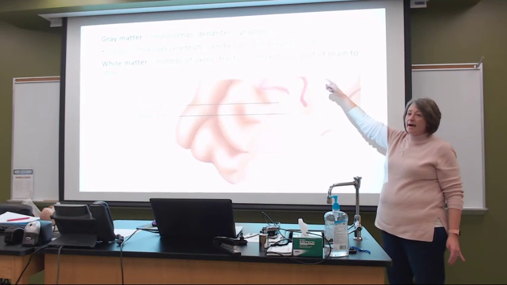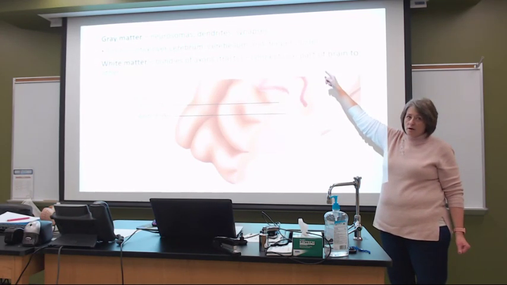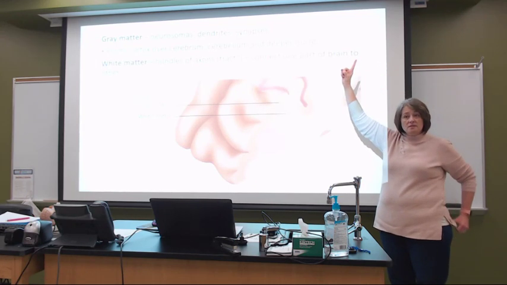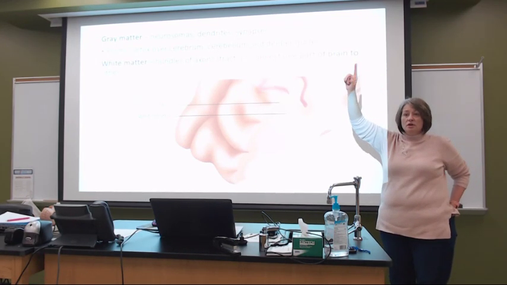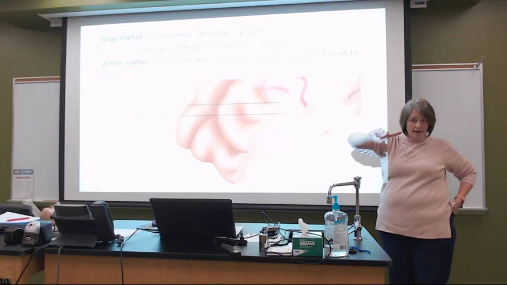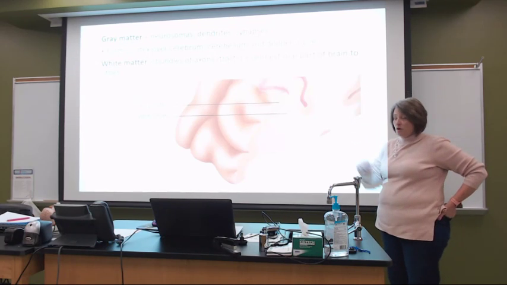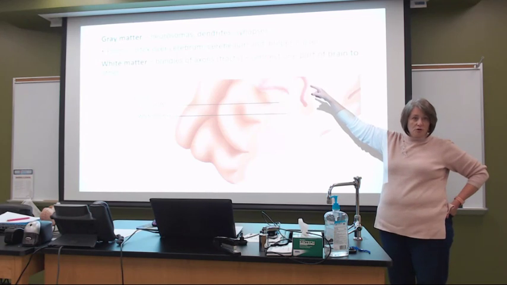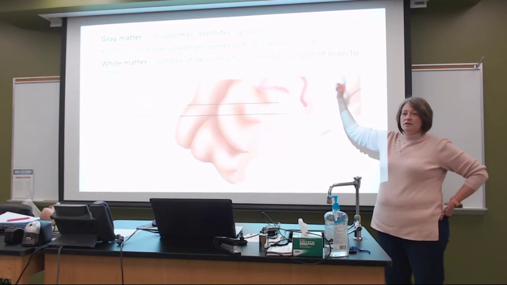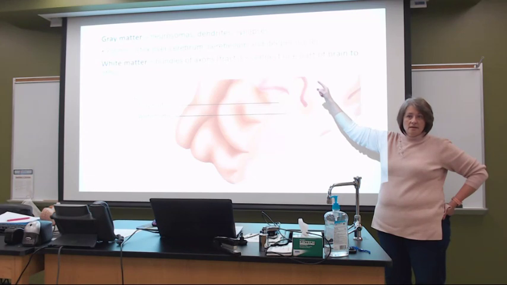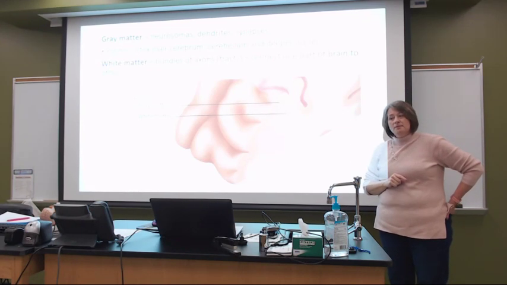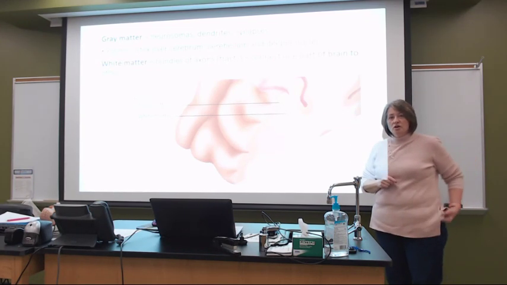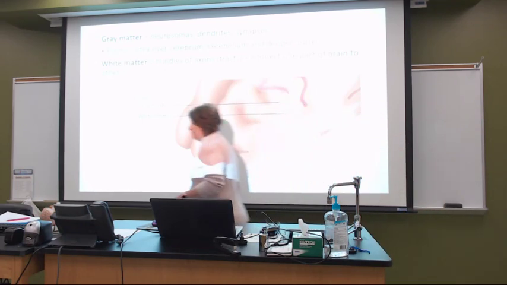This would be my area for neurosomas, neuro, nerve, soma, body. So therefore, nerve cell bodies. For the gray matter, they're dendrites and synapses that could occur. So what does that mean?